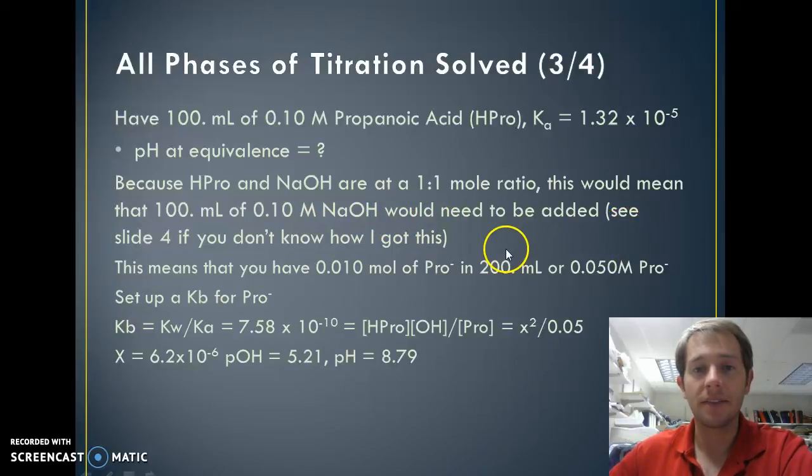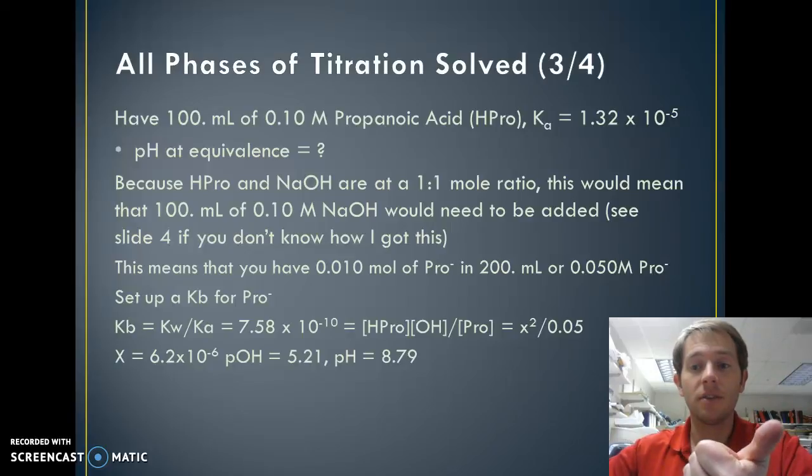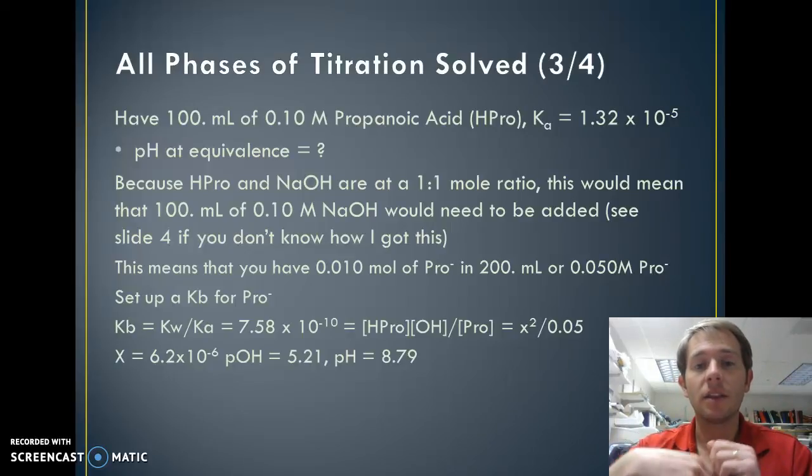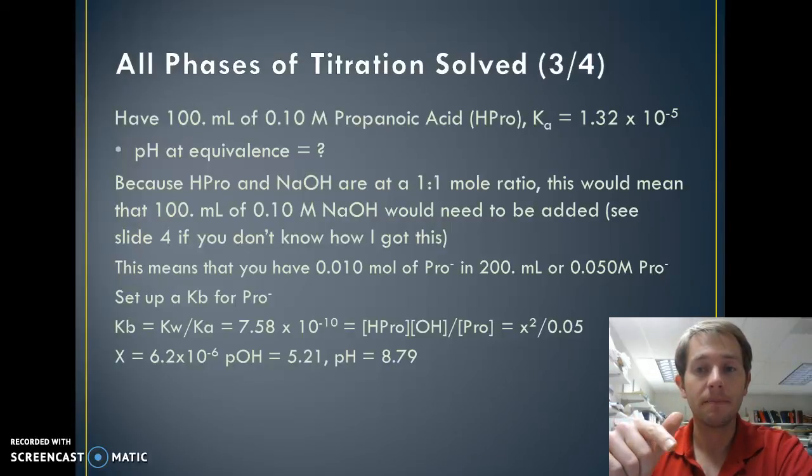If you didn't see how I got that, go back to the original slide and you can do some math on that. This basically means that you got 0.01 moles of propanoate ion, in the 200 milliliters. There's really not much of any propanoic acid because it's fully reacted. And there's no excess hydroxide because that has fully reacted. So there's no excess hydroxide, there's no excess propanoic acid. The only thing that's acting to change the pH is your propanoate ion.